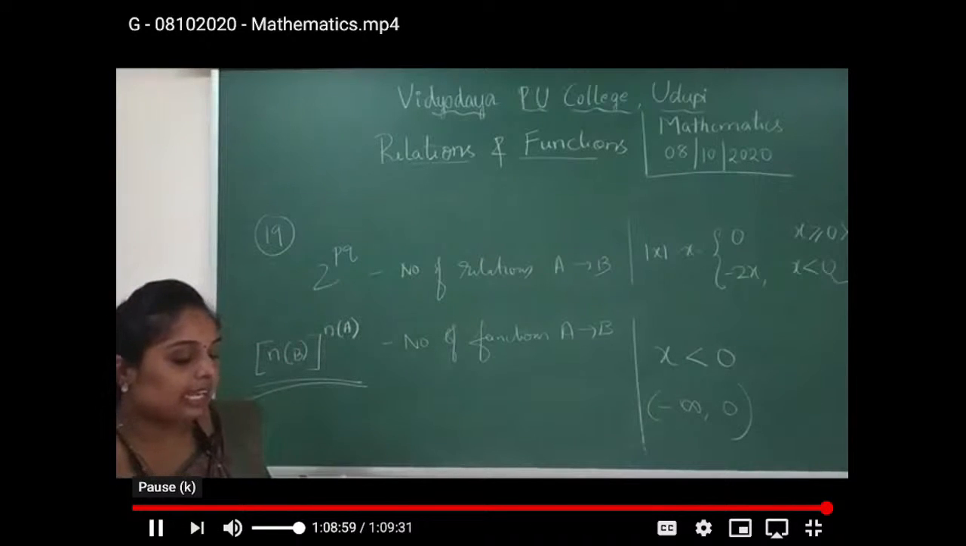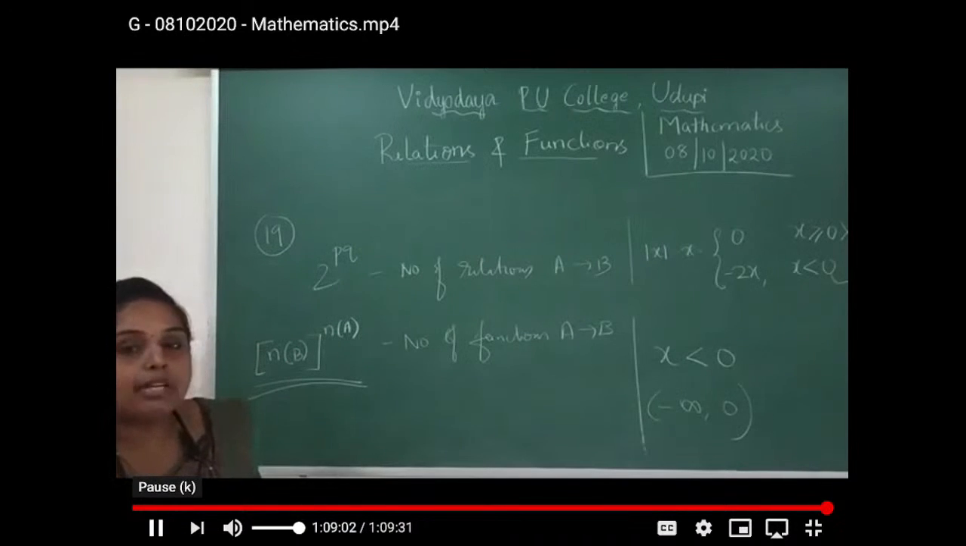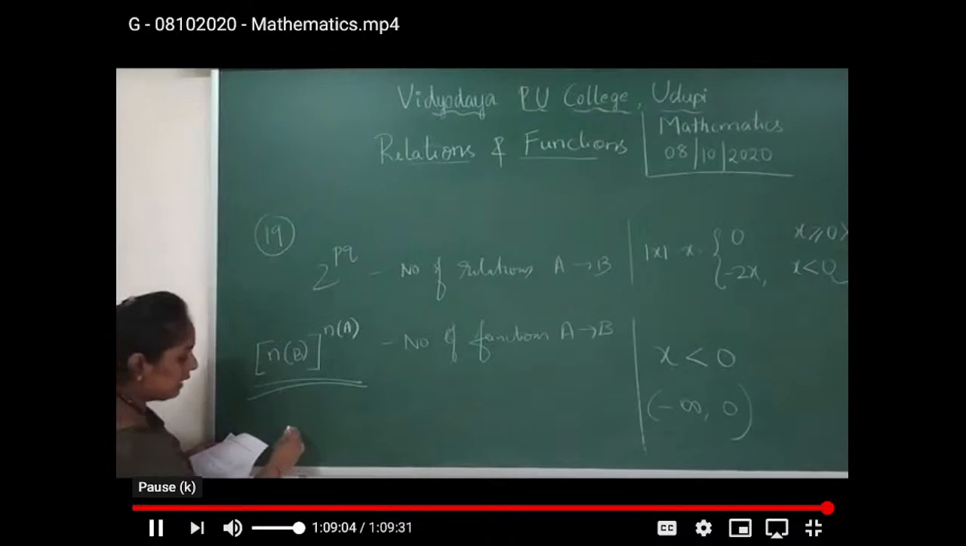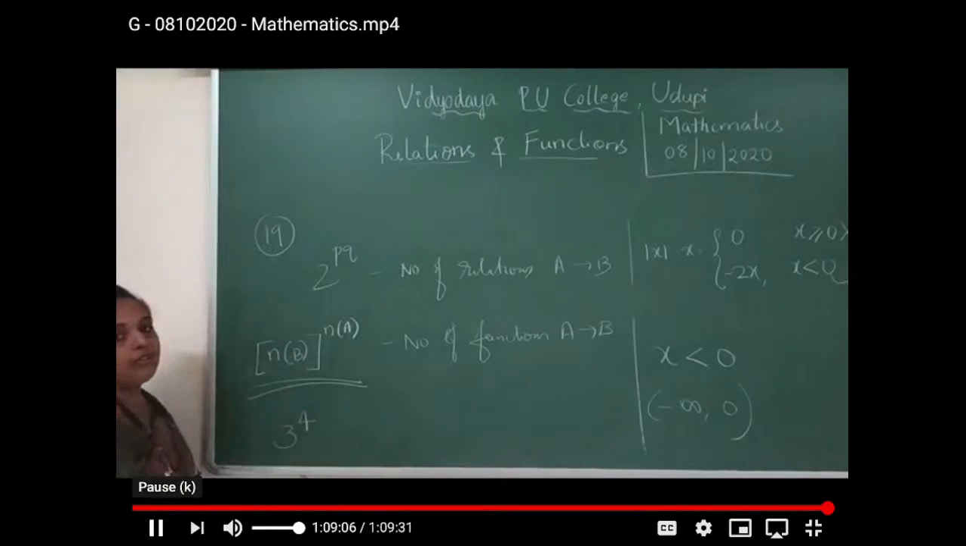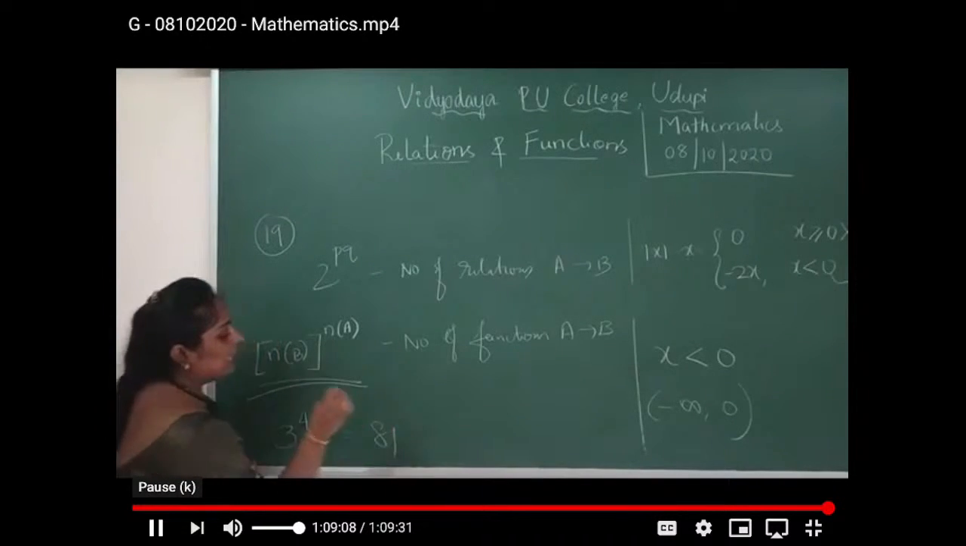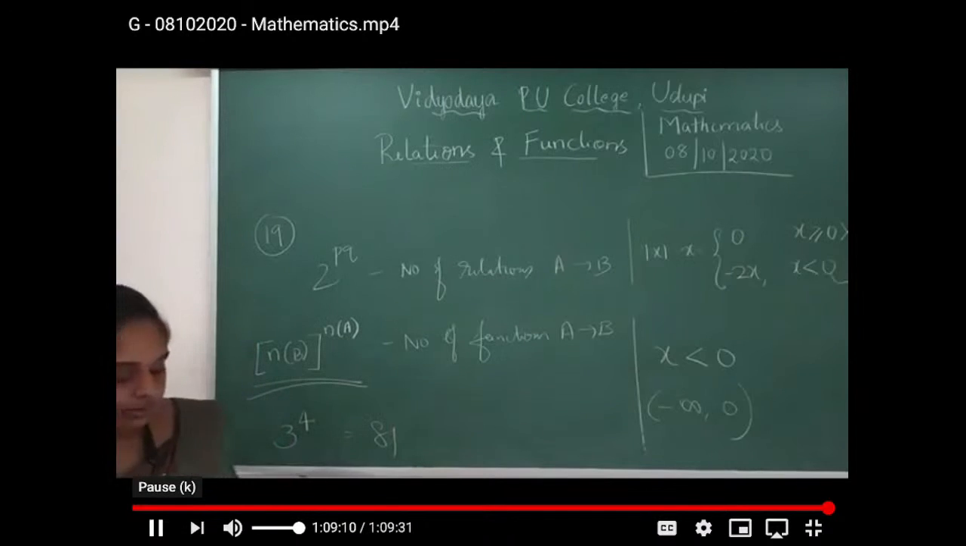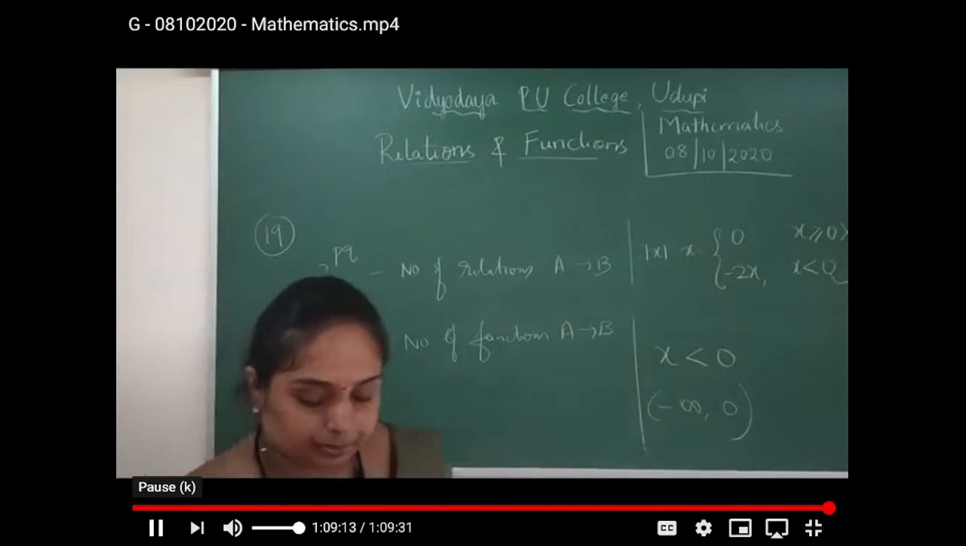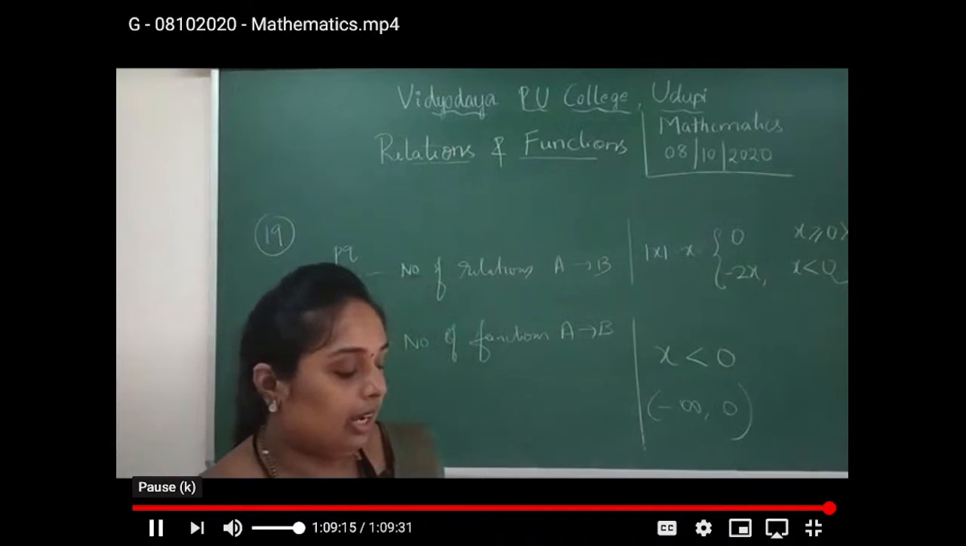The number of elements in set A is 4. The number of elements in set B is 3. Here the answer will be 3 to the power 4, and the answer will be 81. Just remember that. And remaining problems, I'll work out.